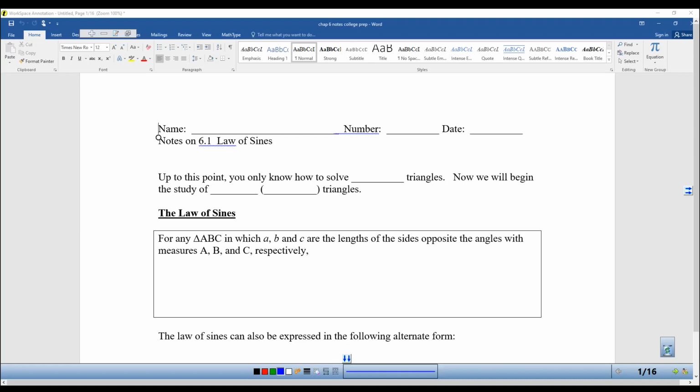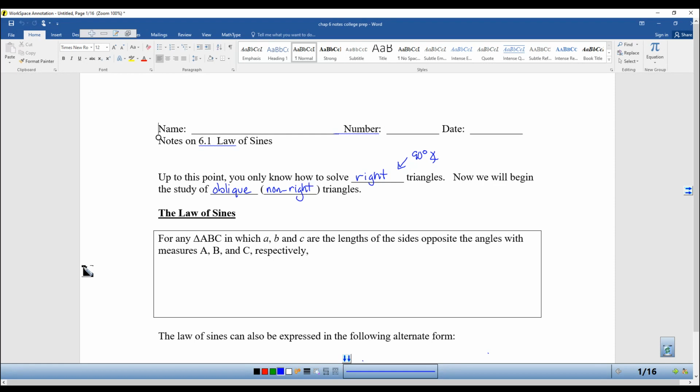This is section 6.1, the law of sines. Up to this point, you've only known how to solve right triangles, that is, triangles that contain a 90-degree angle. Now we're going to begin the study of something called oblique triangles, which is just a fancy name for non-right triangles. To do that, we're going to use the law of sines.